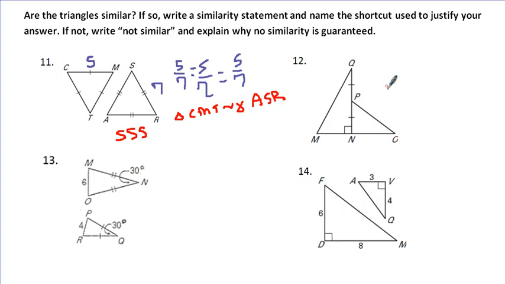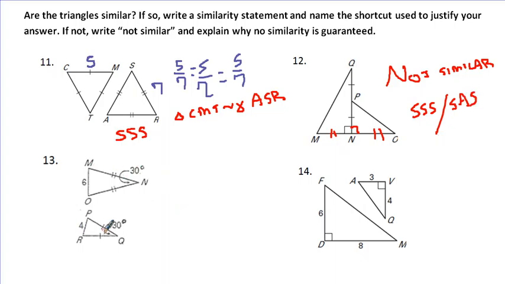Alright, number 12. Number 12, they are not similar. And they are not similar because we cannot use one of our shortcuts. We do not have side, side, side. We're actually only given one side. We are given an angle here. This must be a right angle, but we don't know anything about these two sides here. So because of that, we can't say they're similar because we don't know enough information. We can't do side, side, side, or side angle side.